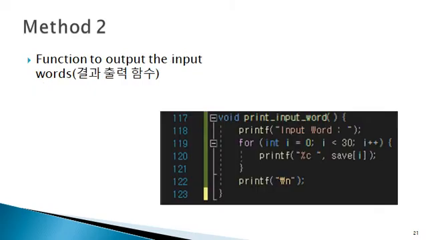At last, we can see the print input word function. It is a function to output the input words. It was the easiest function.